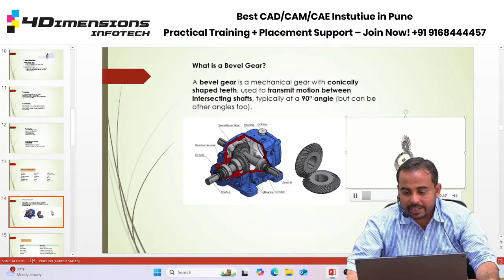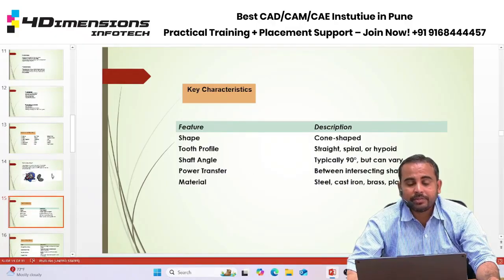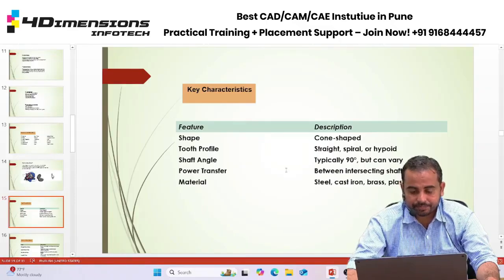So a bevel gear is a mechanical gear with conically shaped teeth used to transmit motion between intersecting shafts, typically at 90 degrees. The angle can be changed from 90 degrees also. Now the key characteristics. According to shape, they are cone shaped. Tooth profile: straight, spiral or hypoid. Shaft angle is typically 90 degrees but can be varied. Power transfer is between intersecting shafts. Materials used for manufacturing: steel, cast iron, brass, plastic, etc.